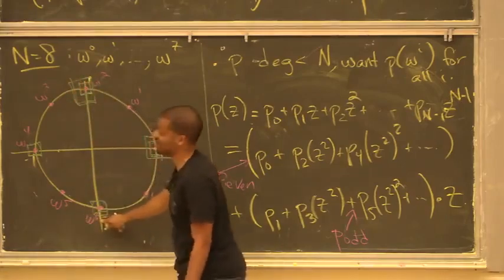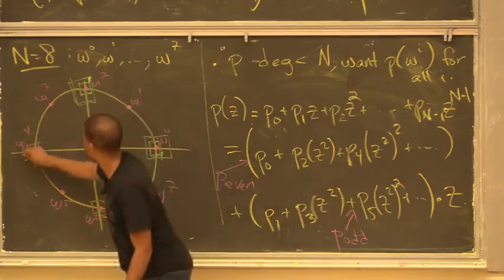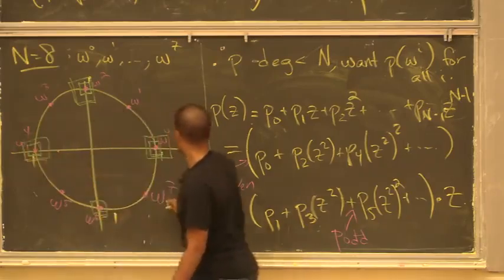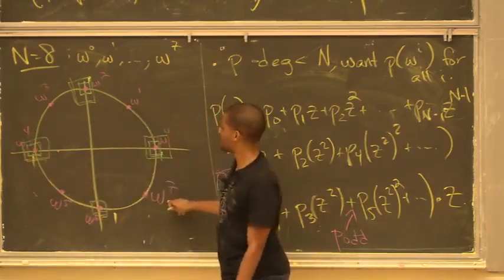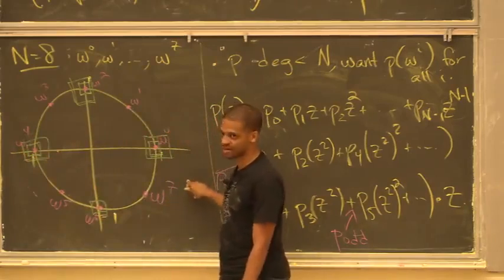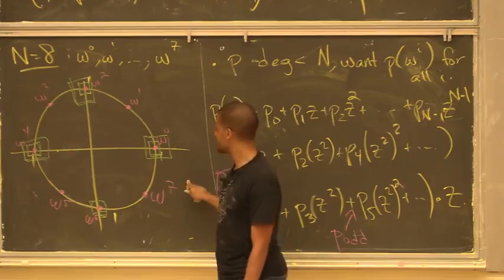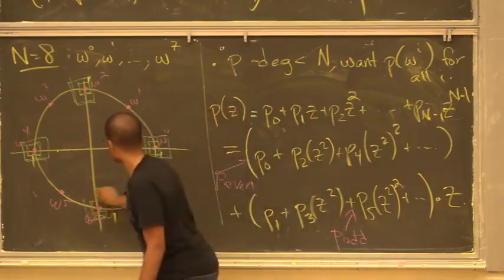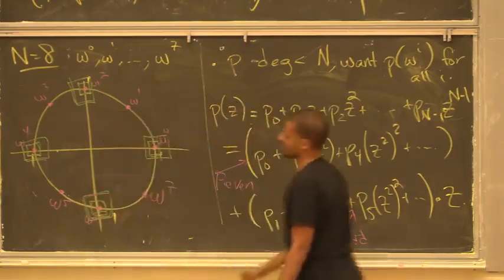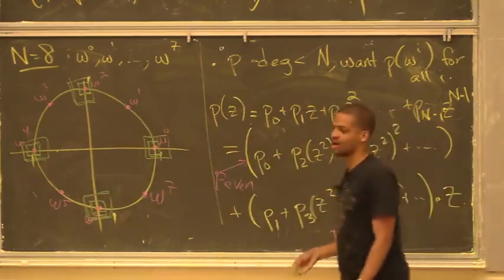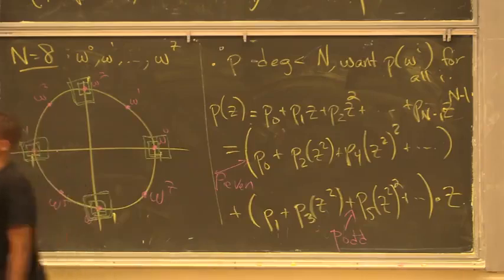Omega to the 6th squared is omega to the 12, which is the same thing as omega to the 4th. And omega to the 7th squared is omega to the 14th, which is the same as omega to the 6th. So what this tells me is that when I square all the points, I basically get only half the points doubled up.